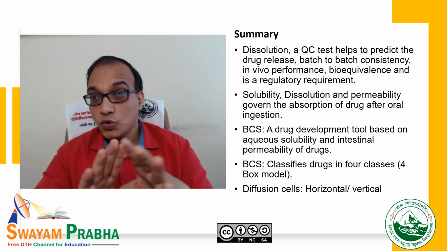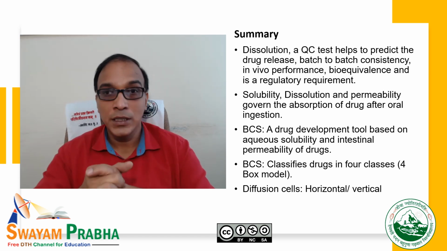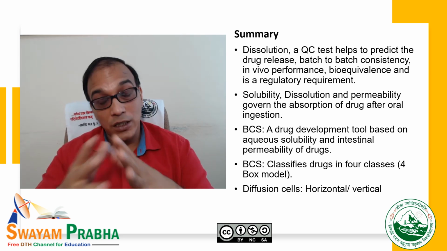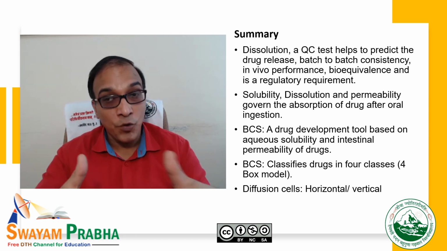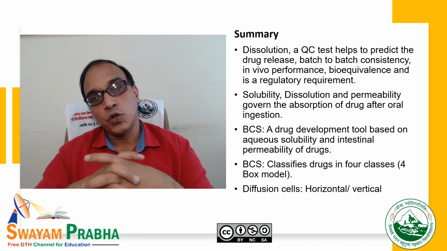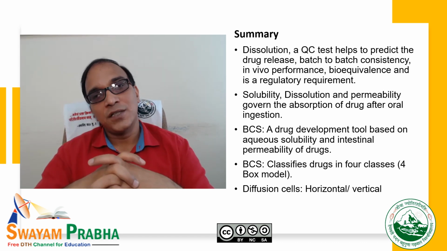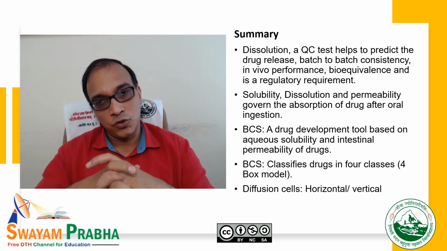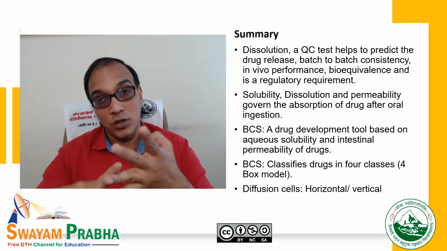Besides this, please don't forget the diffusion apparatus. Diffusion apparatus are very important. Horizontal and vertical diffusion apparatus are there. We have discussed a few, and we have given a live demo of the vertical diffusion apparatus. We have shown you a Franz diffusion cell which we have designed ourselves, and you must go through the diagrams of the vertical and horizontal apparatus.